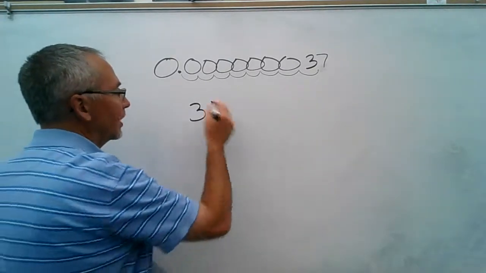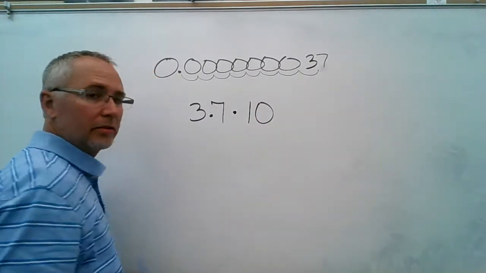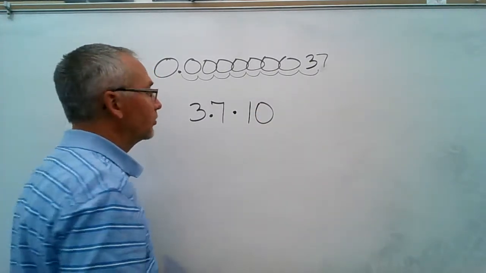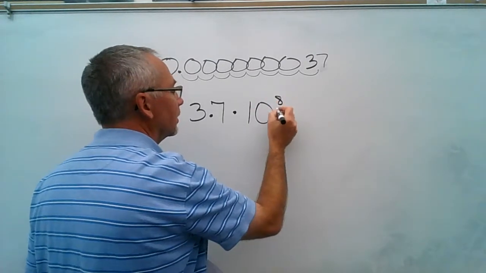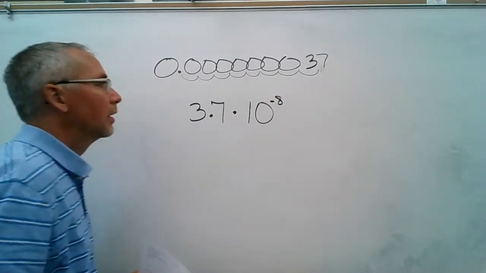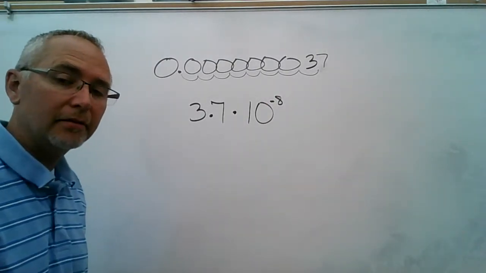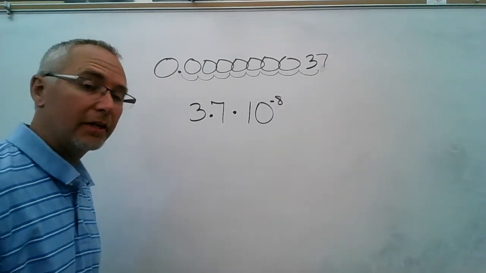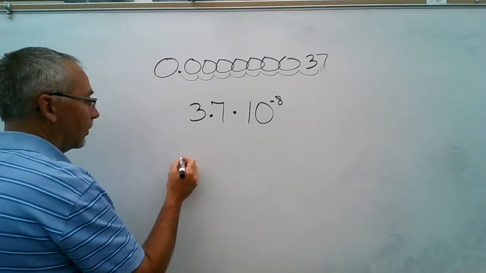And then I think to myself, how far did I go to get down there? I moved it 8 spots. In other words, I multiplied it by 10 to the 8th power, which means it went in the opposite direction, so it's going to become a -8. We talked about negative powers the other day, didn't we? So now, again, can I go back the opposite way?